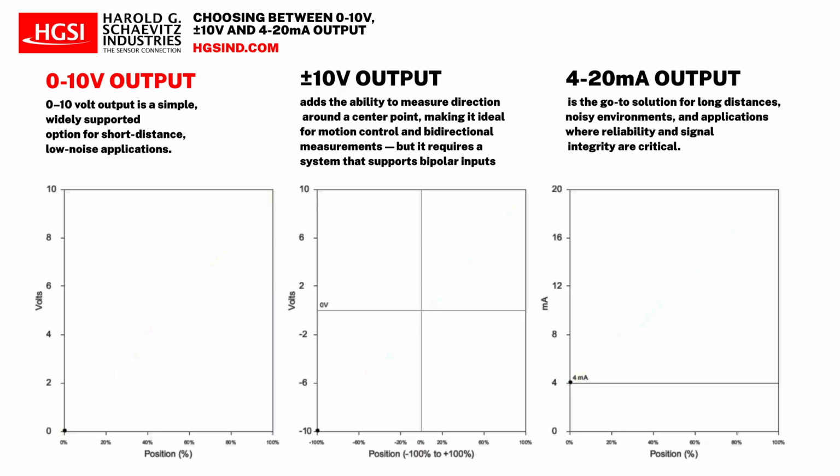In summary, 0 to 10 volt output is a simple, widely supported option for short distance, low noise applications. Plus or minus 10 volt output adds the ability to measure direction around a center point, making it ideal for motion control and bidirectional measurements. But it requires a system that supports bipolar inputs. 4 to 20 milliamp output is the go-to solution for long distances, noisy environments, and applications where reliability and signal integrity are critical.